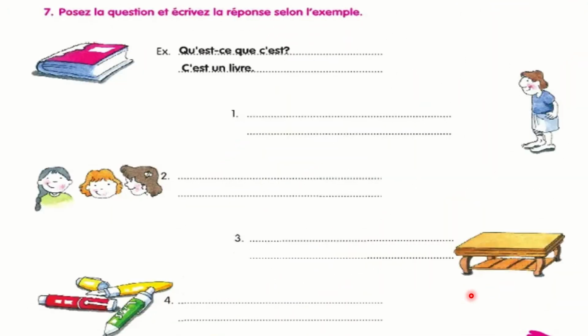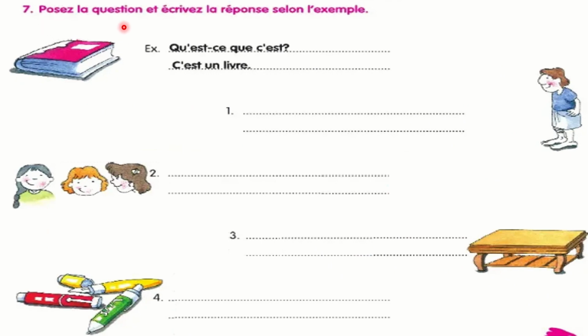Now, here we are at question number 7, that is posez la question et écrivez la réponse selon l'exemple. That means pose the question and also write the answer according to the image that is given next to it. So here's an example. In the image we can see a book. So we'll ask, qu'est-ce que c'est? What is it? C'est un livre. It's a book. Now in the first part we can see a boy. We'll say, qui est? Who is this? C'est un garçon. That means it's a boy.